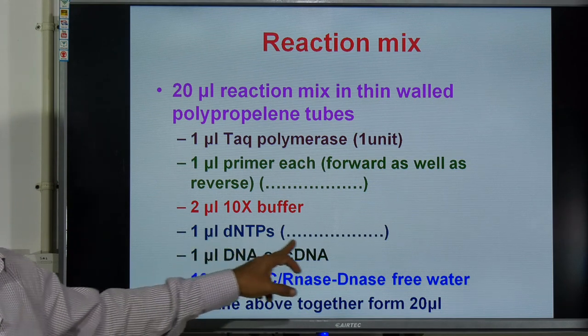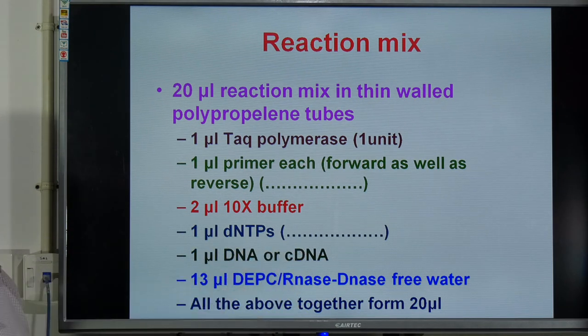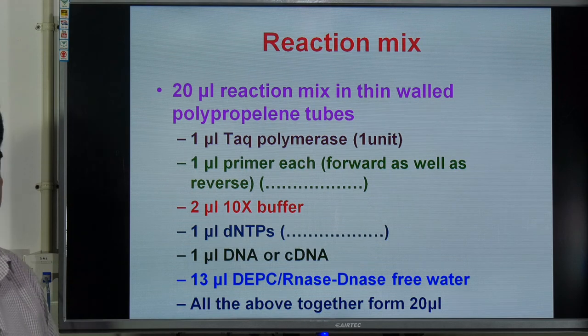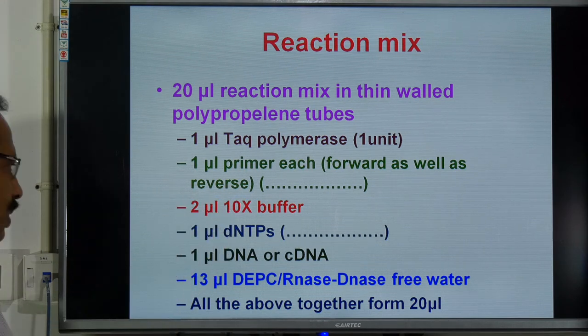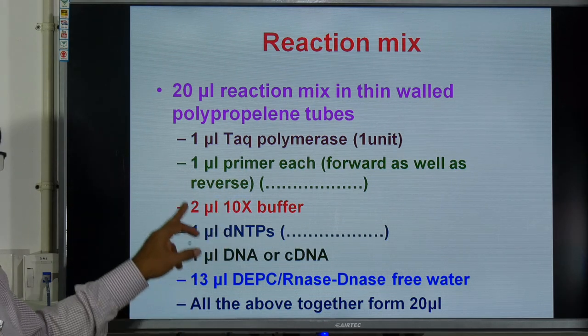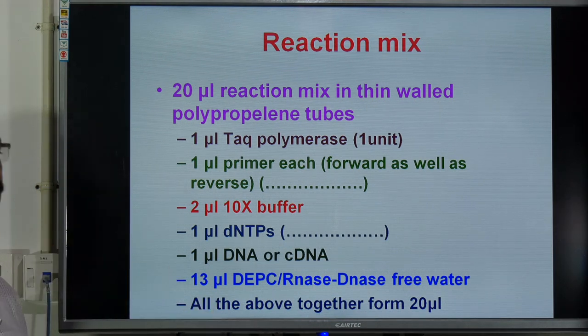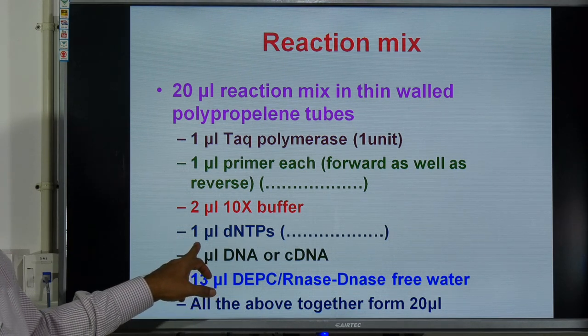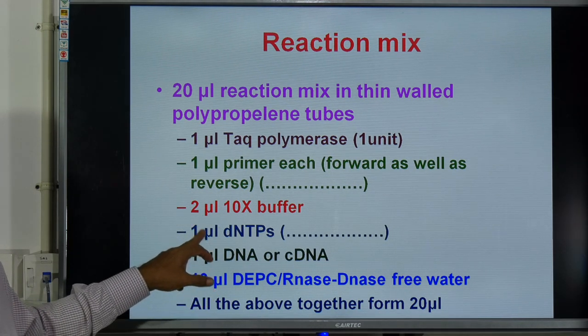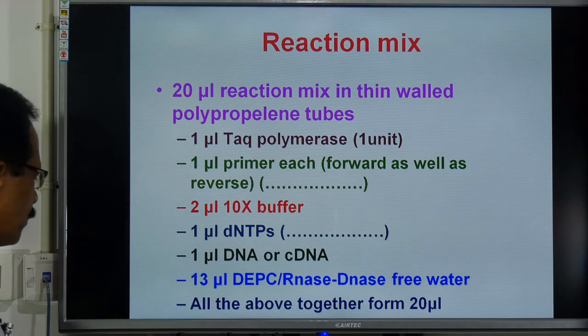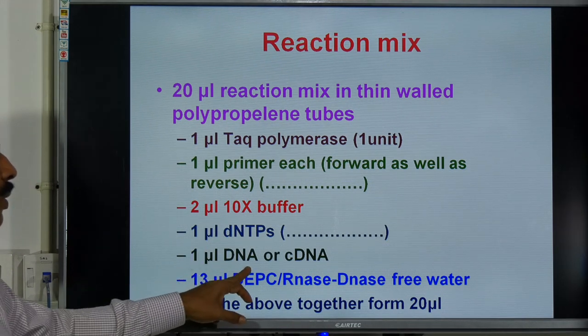Then dNTPs, 1 microliter of each dNTP in the picomolar concentration, 1 microliter of each of them. Nowadays you can buy a mixture, equal composition. So if it is a mixture, you add 4 microliter. If you have them separate, you add 1 microliter each. Then 1 microliter DNA or cDNA.